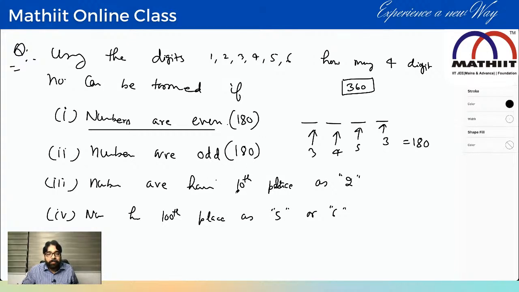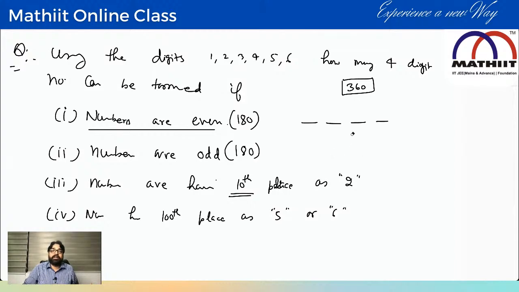Numbers having 10th place as 2. Okay, 10th place as 2 means there is a restriction on the 10th place. And what is that restriction? On the 10th place, 2 has to come. So this place can be filled in only one way. 2 will come here. Now the rest, no restriction, fill freely. So 5 ways, 4 ways, 3 ways. So total 60 ways.